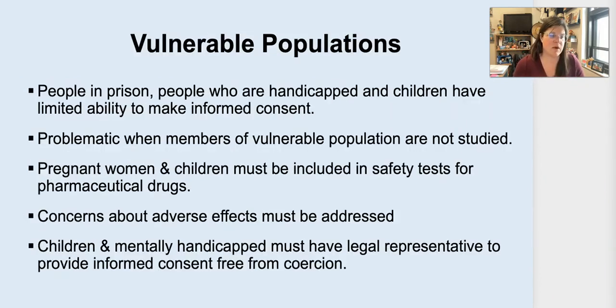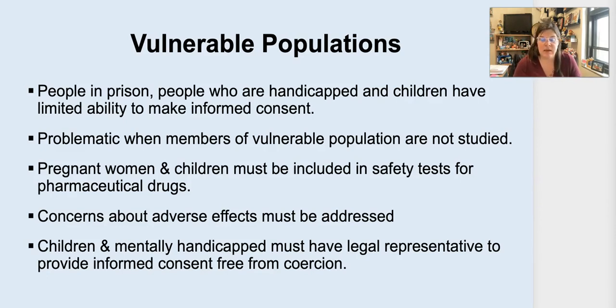We also want to think about vulnerable populations. So people who are in prison, who are handicapped, children, they don't have the ability to give as trusted, informed consent as normal populations, and people in prison are often swayed easily by incentives. So we kind of want to think about that.